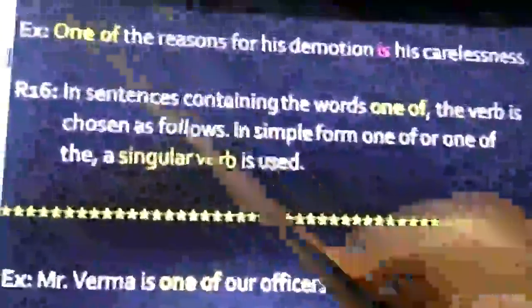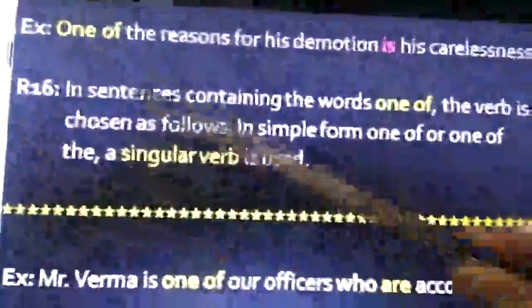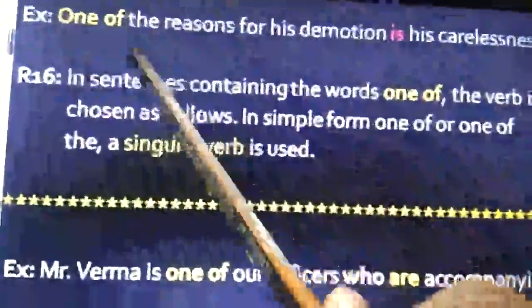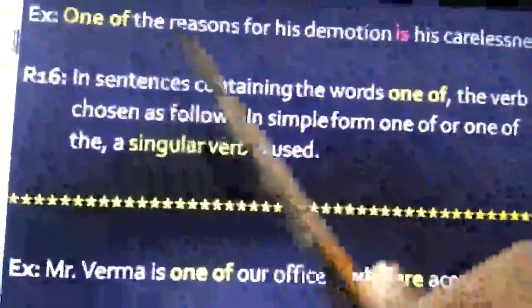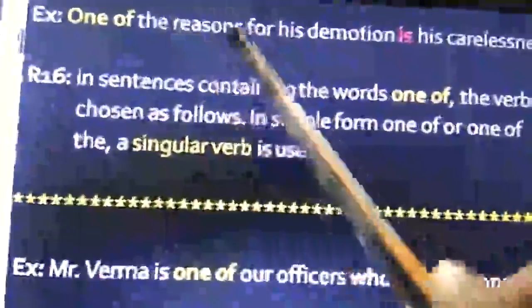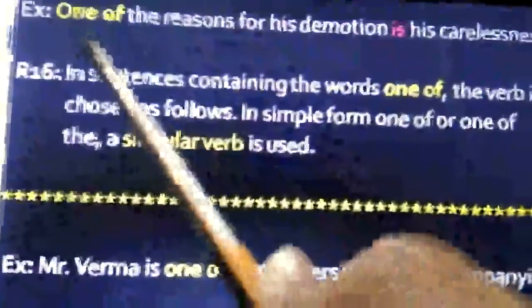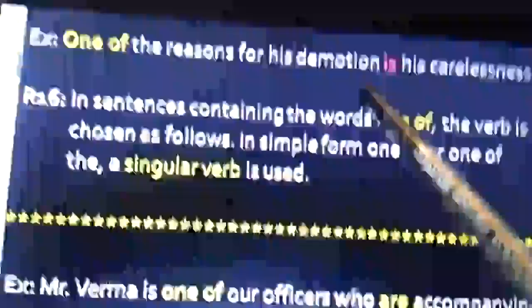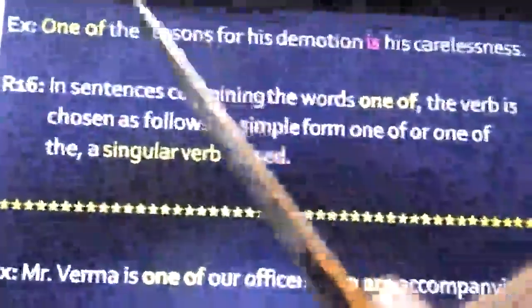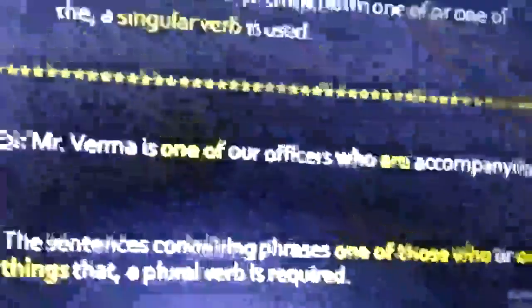That means here, if you leave this, just take the example. Here, one of is used in this sentence, and one of the reasons they are telling. So one of the reasons, in the sense, in many reasons, we are just referring to one reason for his demotion, that is his carelessness. That means here we are referring to only one reason, not all the reasons, and so we have used a singular verb here. See the next example.